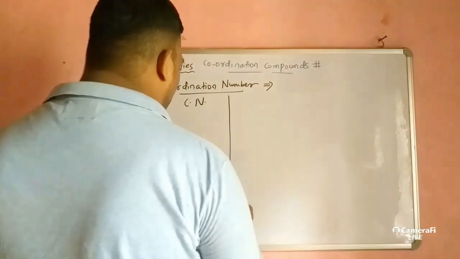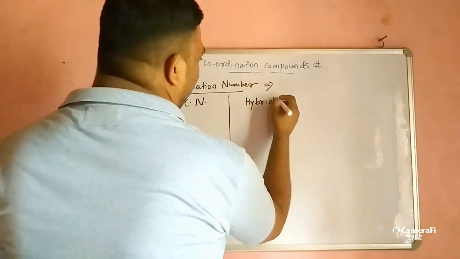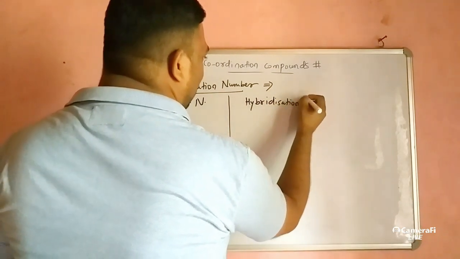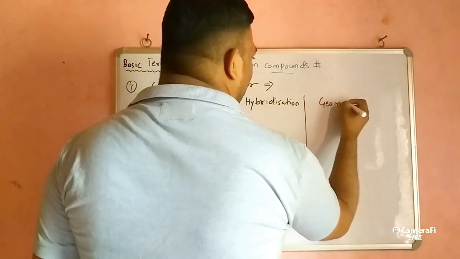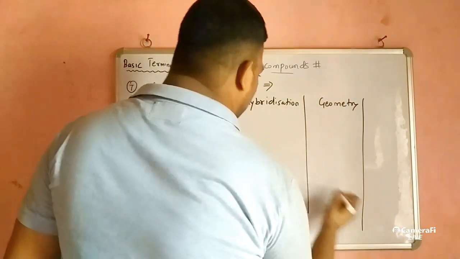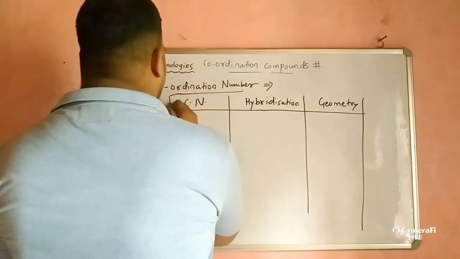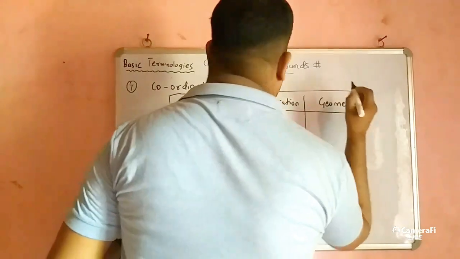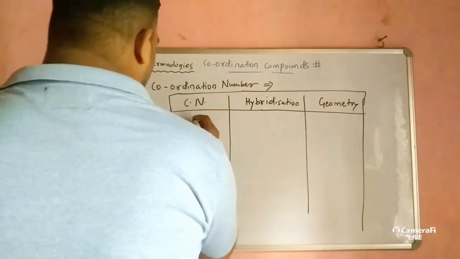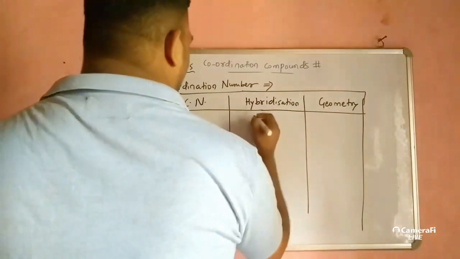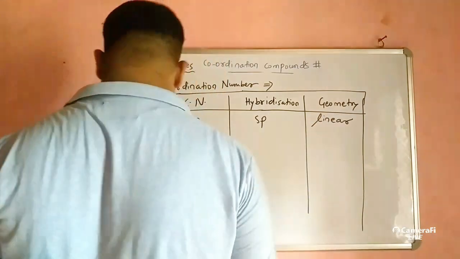Now hybridization, and geometry also I am writing. Understood? Coordination number with hybridization and geometry. So coordination number 2, then hybridization is sp, and geometry we can write is linear.